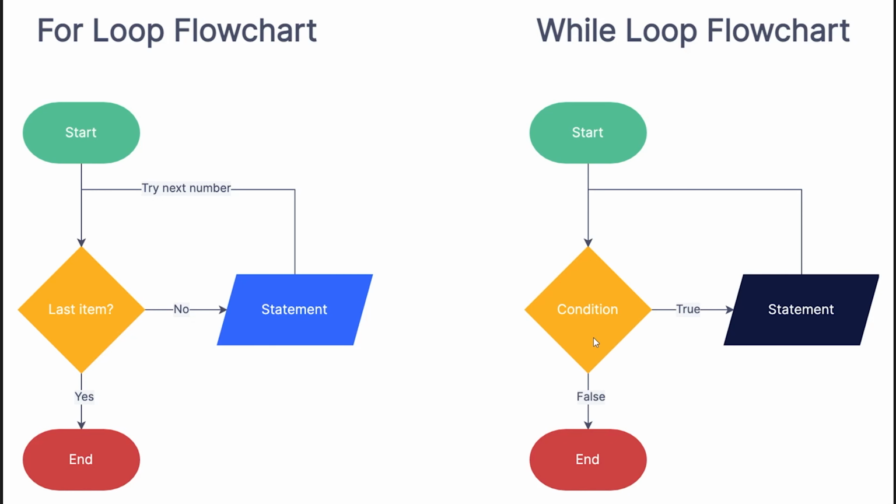So there is a big difference here: the while loop is based on true or false, but the for loop is based on the availability of the last item. So this is based on the availability to end, and this is based on the condition of true or false to end. So in the while loop, if the condition is true, it's going to go through a statement, and it's going to try it another time. And if another time it is true, it's going to continue like this. This is a loop created here, and if the condition is false, it's going to end the program.